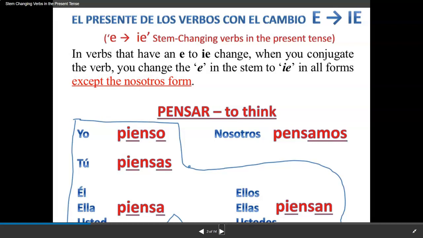Look at my example. I have the verb pensar, which means to think. And this is why they call it a boot verb. I know you can't really see the whole thing, but I draw a little boot around the ones that change, and the nosotros form, which no cambia, doesn't change, is left out. So it becomes pienso, E to IE, piensas, piensa, ellos, ellas, ustedes piensan, and nosotros stays the same, pensamos.